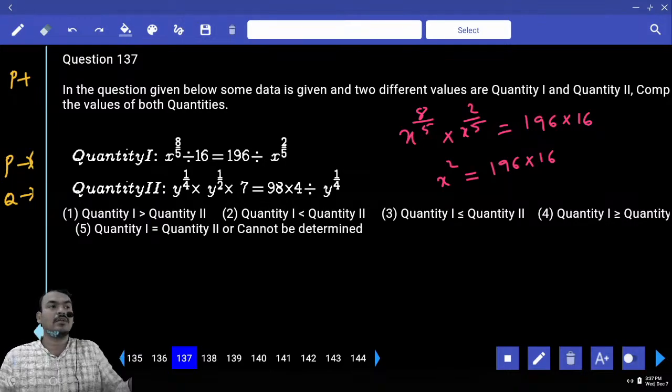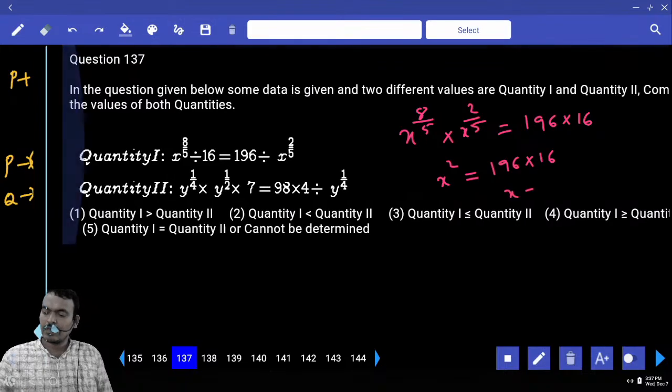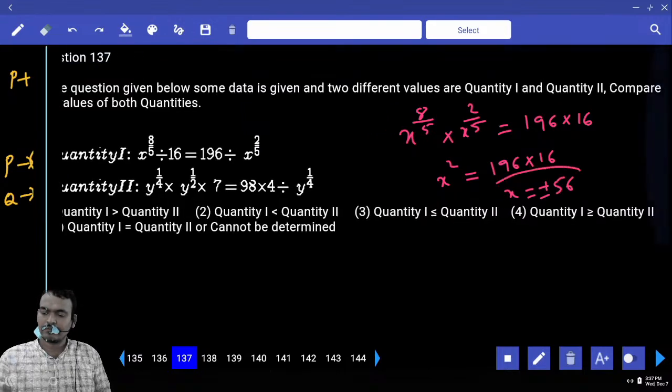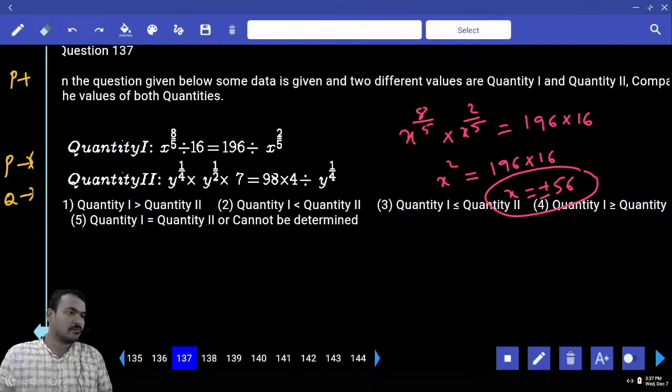But square is converted to root, right? Then are we getting plus or minus, or only positive? Plus or minus. x equals how much? 14 into 4, 56, or not? Plus or minus 56. That is quantity 1. Now the quantity 2?